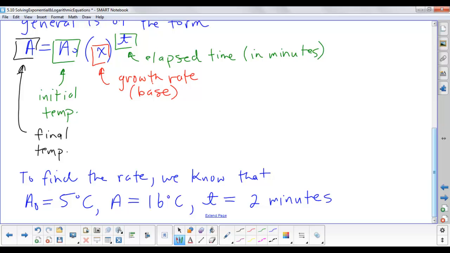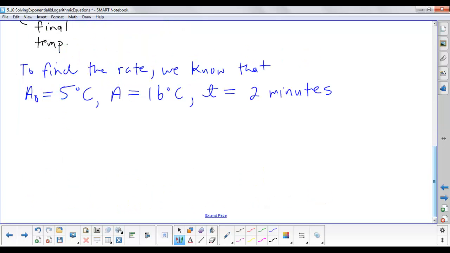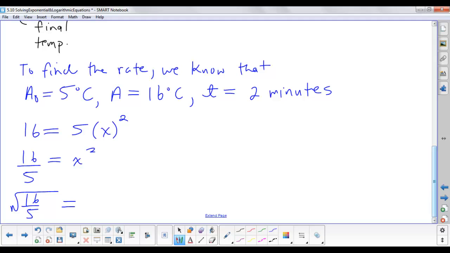What we can use this information to do is figure out a value for x. So if we set up an equation with those values substituted in, we're going to have 16 equals 5 times x to the power of 2. To solve that, picture isolating for x. I'm going to divide both sides by 5. So I have 16 over 5 equaling x squared. To get x at this point, all I need to do is square root both sides. So 16 over 5, if I square root that, I'm going to get x. Normally, when you square root both sides of an equation, there is a positive and a negative solution. We're going to ignore the negative solution here simply because our growth rate needs to be a positive number.